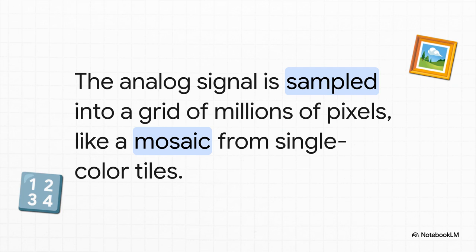So how do we make pixels? Through a process called sampling. The computer basically lays a giant grid over that analog wave and measures it at thousands or millions of points. At every single point on that grid, it creates one pixel. The best way to picture it is a mosaic. We're building our entire image out of millions of these tiny single-colored tiles.